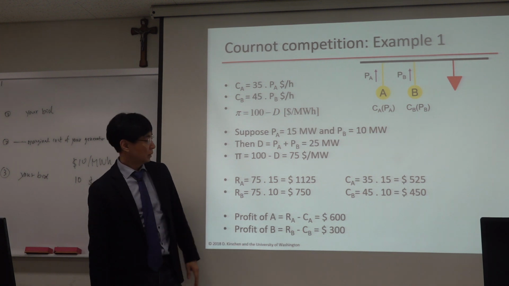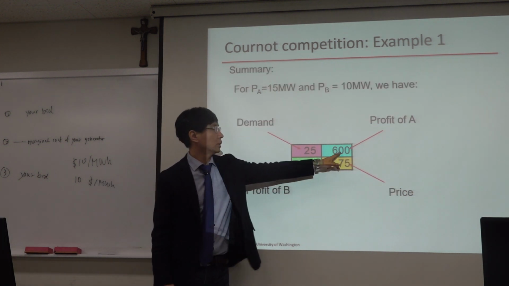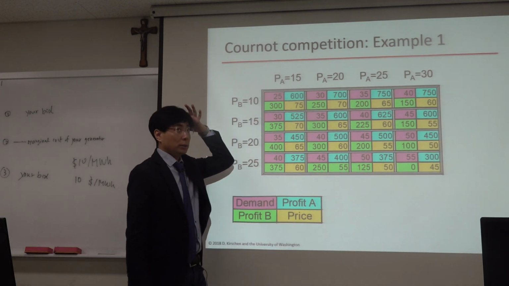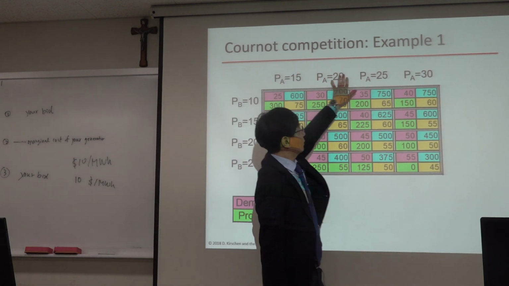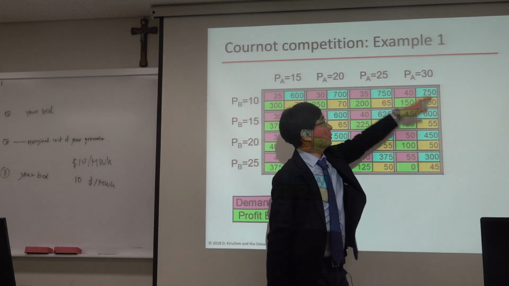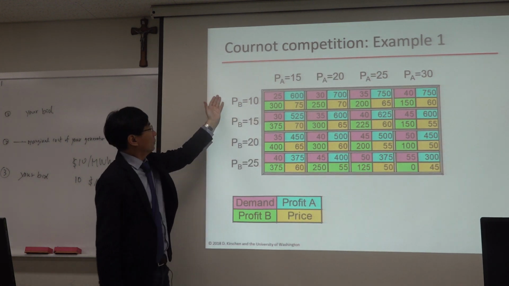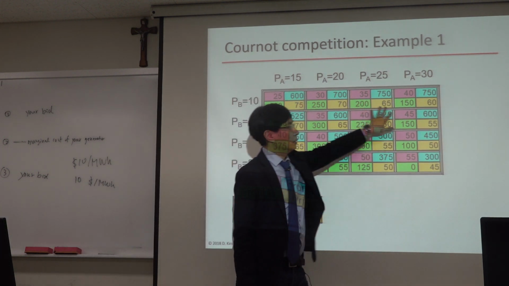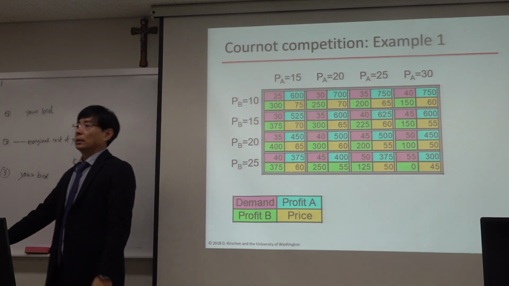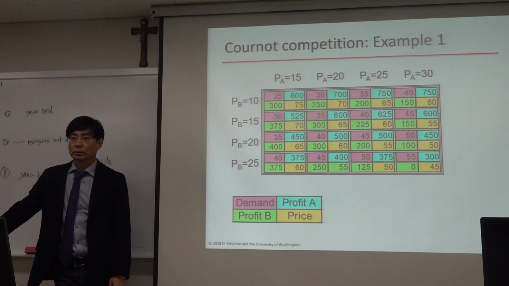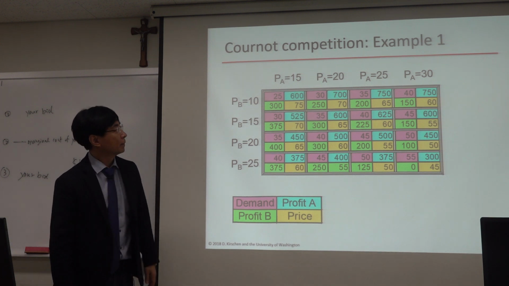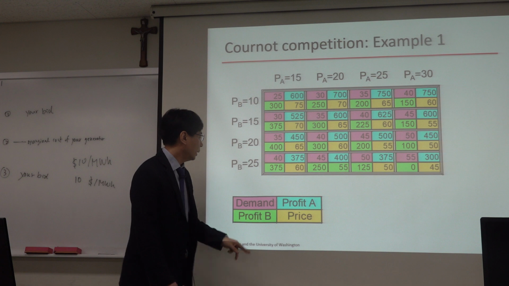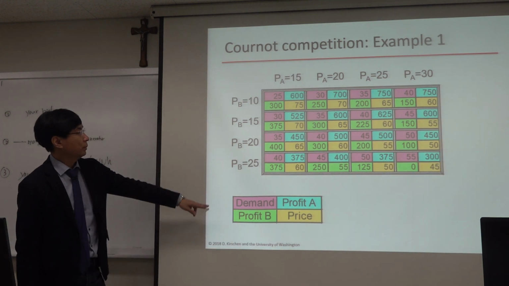So we did that: 600 and 300. And by changing the generation quantity of firm A, 15, 20, 25, 30, and firm B, 10, 15, 20, 25, we can fill this matrix. Do the same thing repeatedly. Okay? And we want to focus on the blue box and the green box.